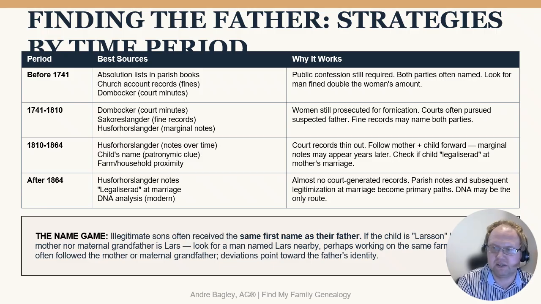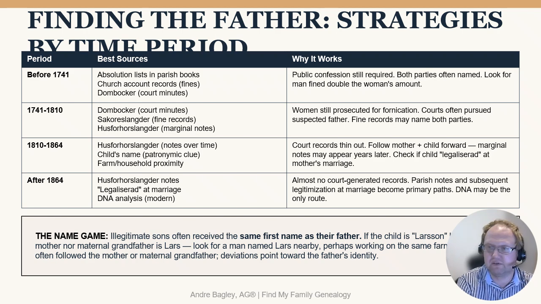But then you usually see abbreviations. There are some abbreviations. SFAK, son before äktenskap, son before marriage. DF, daughter before äktenskap, daughter before marriage, might appear in the marriage entry itself. So it's a name game.